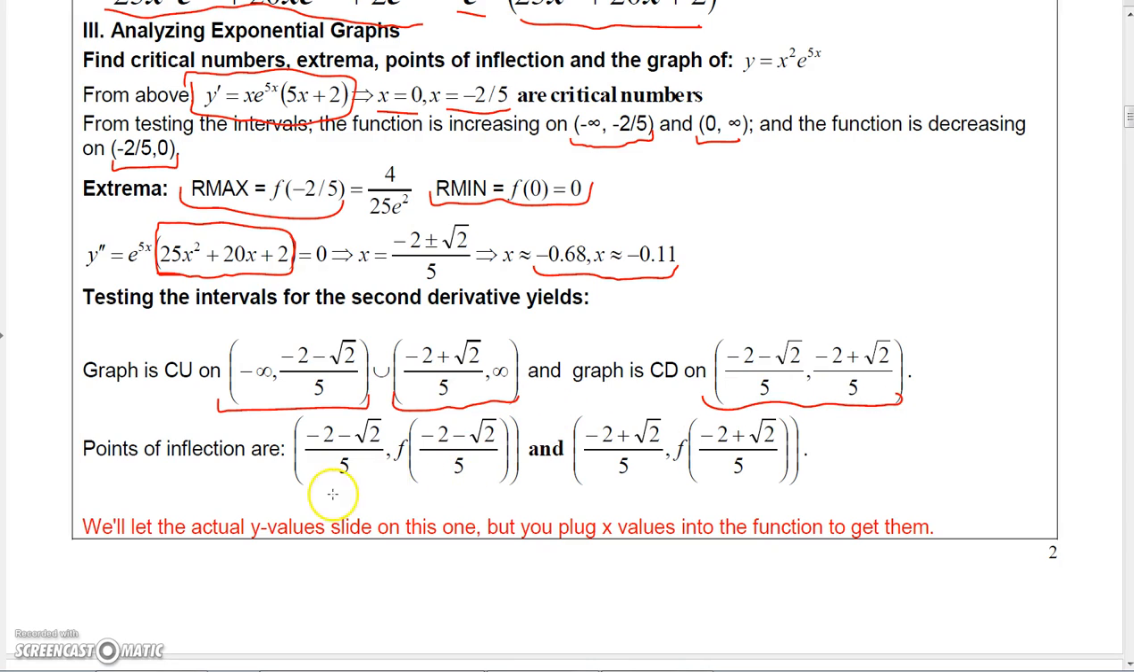And then you'll find that the points of inflection are these points, this negative 2 minus square root of 2 over 5, and of course its functional value, and negative 2 plus square root of 2 over 5 and its functional value. Now I didn't really care about trying to figure out what those y values are, because I didn't want to have to plug these back in using their exact form.